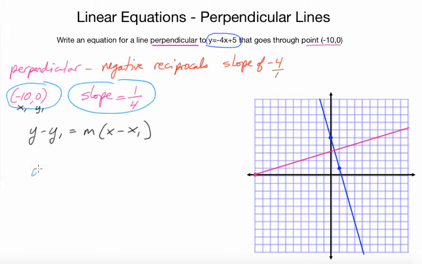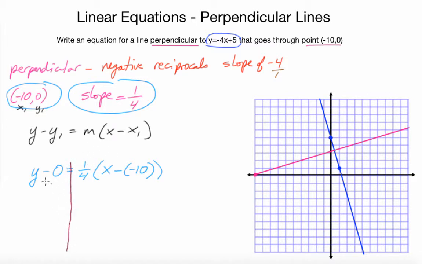So let's do y minus y1, the y value, so I'm going to put 0, equals a slope of 1/4, I'm going to put that in for m, times x minus the x value that my line goes through, which is negative 10. Okay, at this point I can stop. I have an equation for the perpendicular line. We know it's going through that point because we used it. We know it has that slope because we used it. But let's go ahead and simplify things down a little bit and see what it is in slope-intercept form.